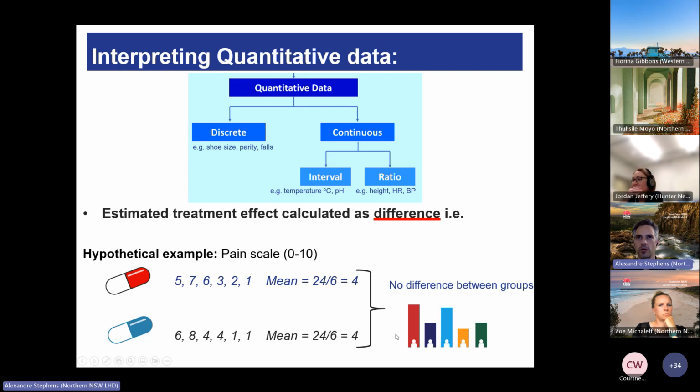I know there's a poll now, Zoe, which will come up. The poll question is, for this data, what number would indicate to you that there is no difference between these two treatment groups? Take a little bit of time to answer that question.